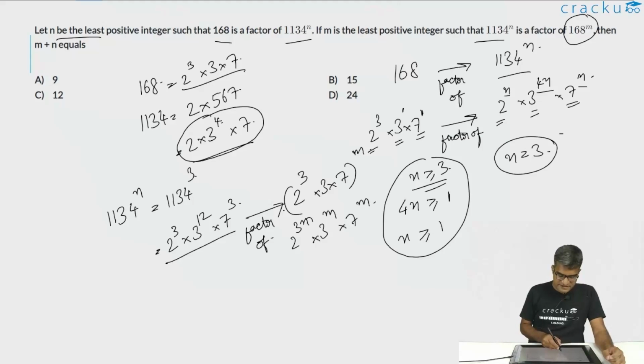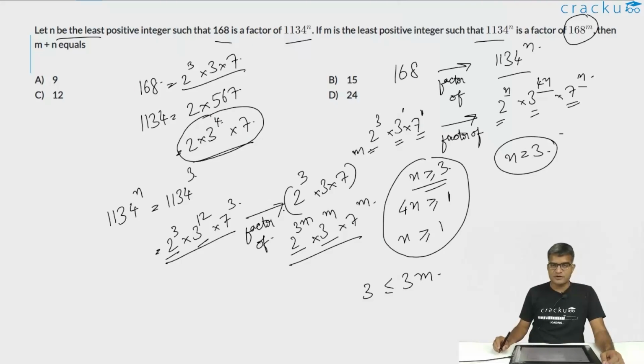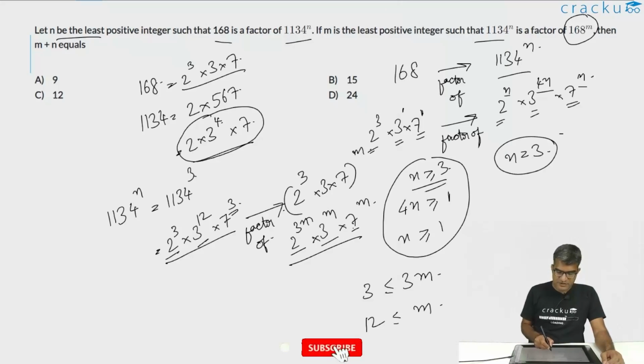Again, if this number is a factor of this number, it would imply that 2 cube has to be less than or equal to 2 to the power 3m. That is, 3 has to be less than or equal to 3m. 3 to the power 12 has to be less than or equal to 3 to the power m. So 12 has to be less than or equal to m. And 7 cube has to be less than or equal to 7 to the power m, or 3 has to be less than or equal to m.